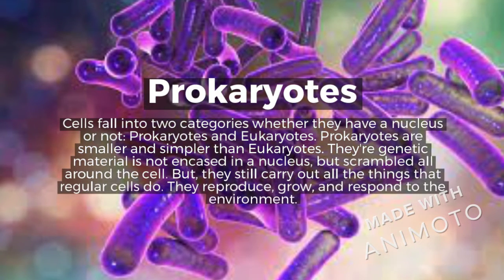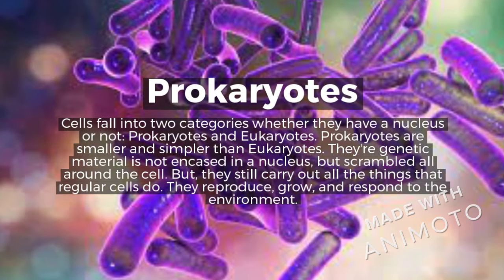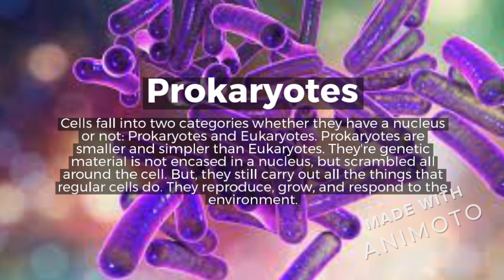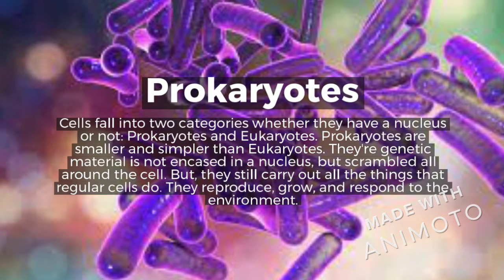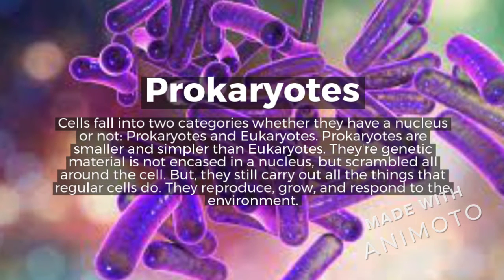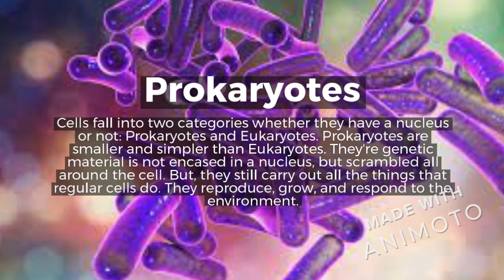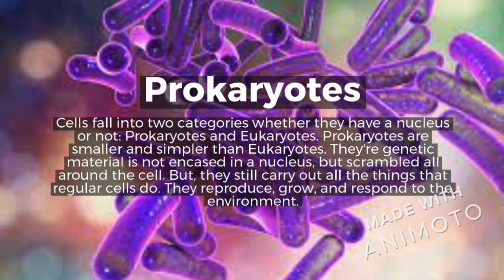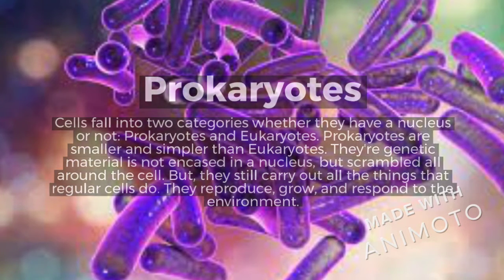Prokaryotes. Cells fall into two categories whether they have a nucleus or not: prokaryotes and eukaryotes. Prokaryotes are smaller and simpler than eukaryotes. Their genetic material is not encased in a nucleus, but scrambled all around the cell. But they still carry out all the things that regular cells do. They reproduce, grow, and respond to the environment.